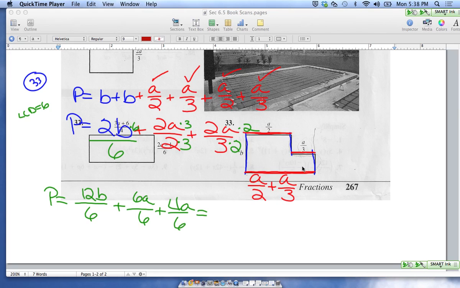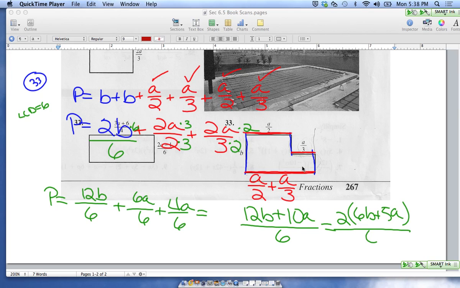And now combining like terms, I end up with 12b plus 10a over 6. And then removing what they have in common, they share a 2 on the top, leaving me with 6b plus 5a over 6. So the simplified expression to represent this perimeter would be 6b plus 5a over 3.